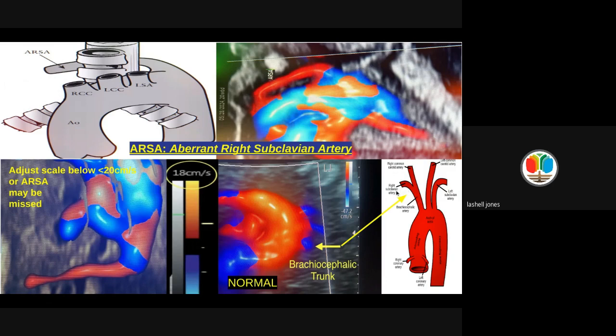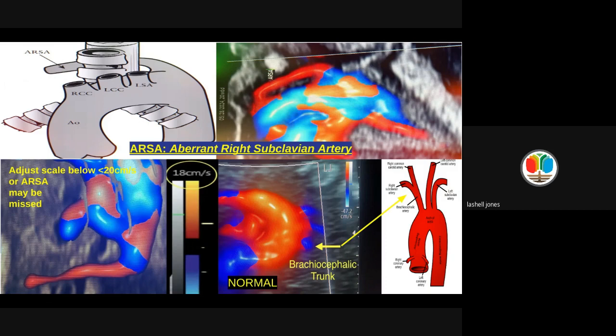Notice you have your right subclavian artery that branches off, as well as the right common carotid. But in cases with the ARSA, instead, you don't have 3 vessels, you have 4 vessels, which you can see at the top. Those 4 vessels will consist of the right common carotid, your left common carotid, your left subclavian, and then your aberrant right subclavian artery.